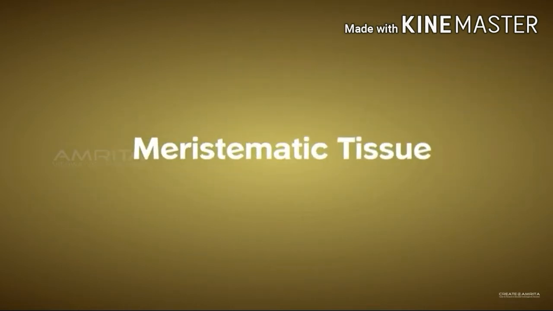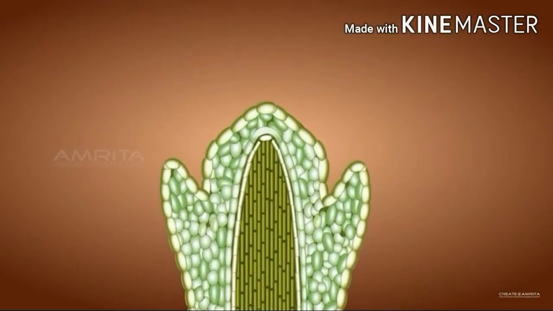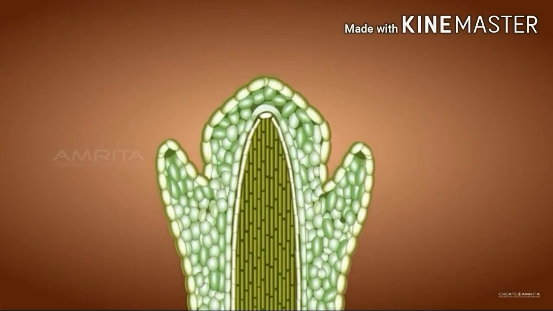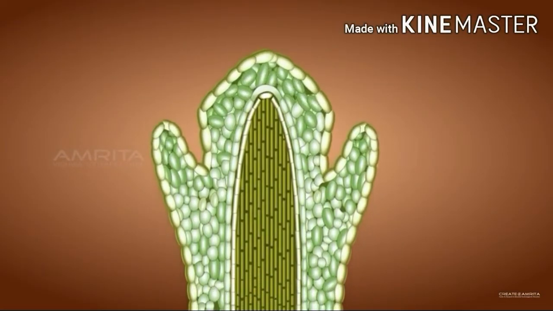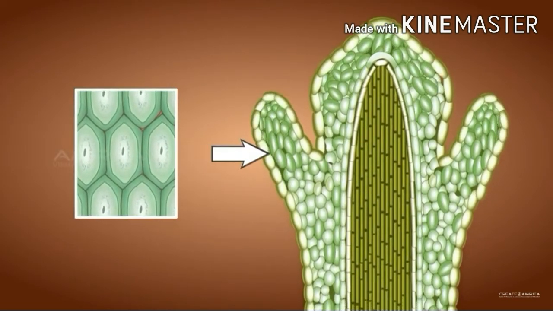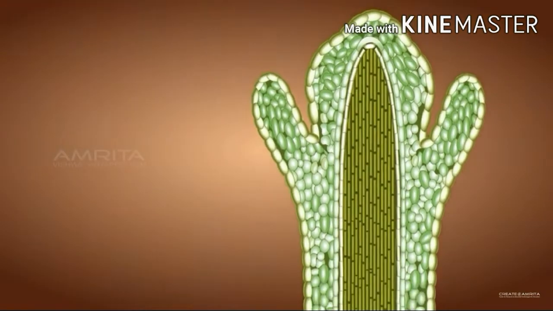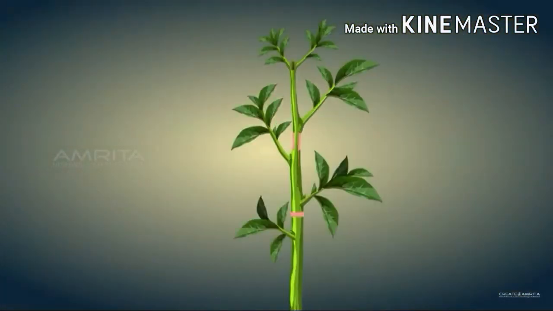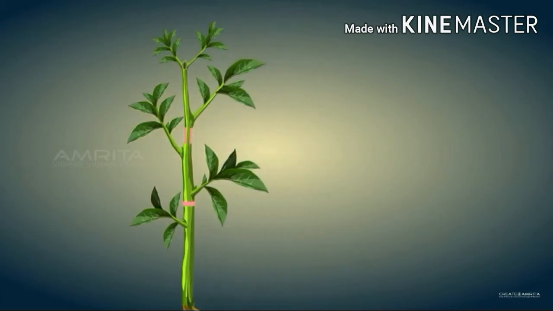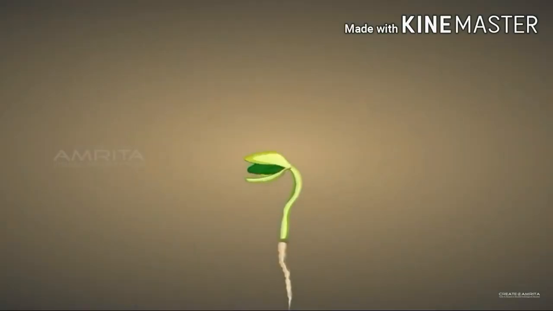Let us first look at the meristematic tissue. The meristematic tissue helps in the growth of a plant. They have the ability to divide themselves. These cells are generally small, enclosed within thin walls and cuboidal. Depending on the region they are present in, meristematic tissues are classified into apical, lateral and intercalary meristematic tissues.